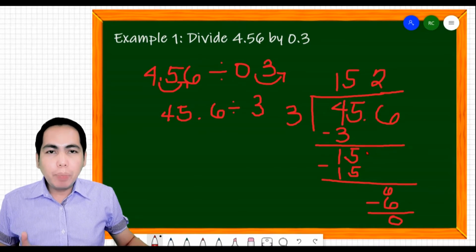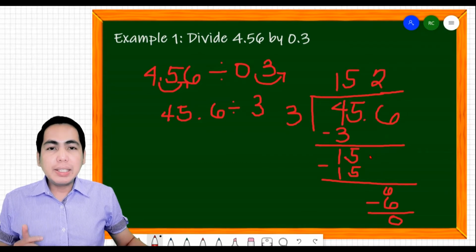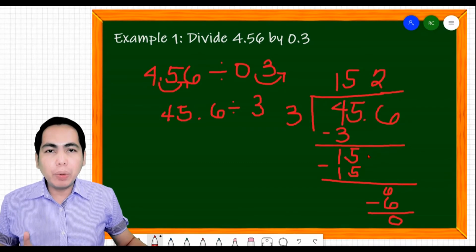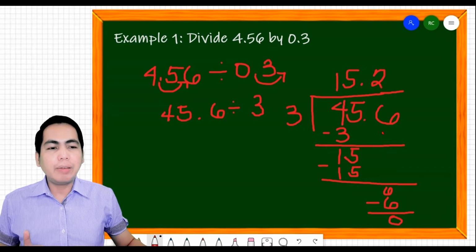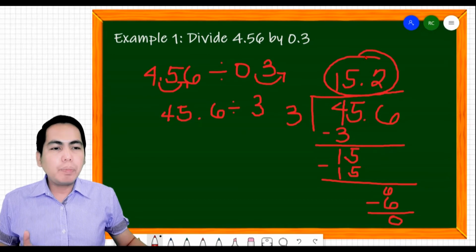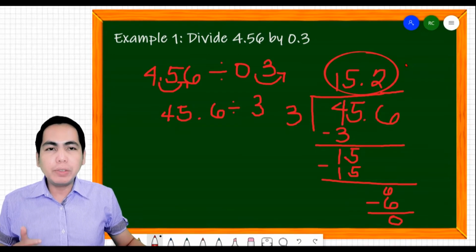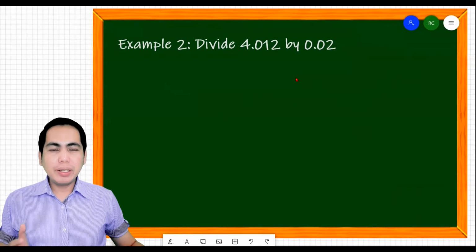Our decimal point in the quotient is directly above the decimal point in the dividend. Since the decimal point is here, the decimal point in the quotient is between 5 and 2. Therefore, the quotient of 4.56 and 0.3 is equal to 15.2 or 15 and 2/10. So let us have example number 2. We have here divide 4 and 12 thousandths by 0.02.